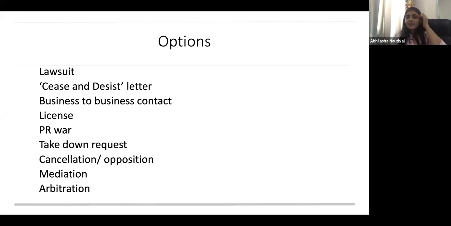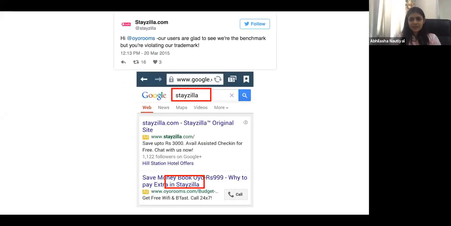Another example, and this is rarely used, I would say, but can be used effectively, is a PR war. And I'll give you an example, and this happened a few years ago between Stagezilla and Oyo, where Stagezilla put out a tweet and said, Oyo, I think you're using our trademark, you're violating a trademark. So what happened was, if you searched for Stagezilla on Google, an Oyo ad popped up in which Stagezilla was used. It says save extra money, book Oyo, why pay extra in Stagezilla. So the brand was used by Oyo.